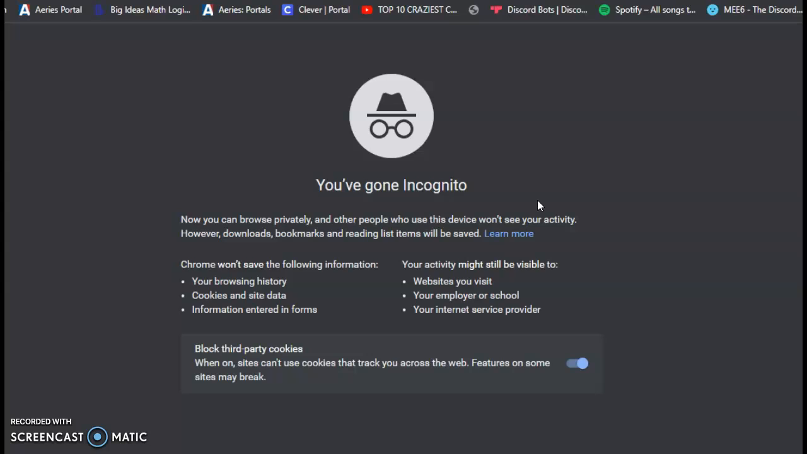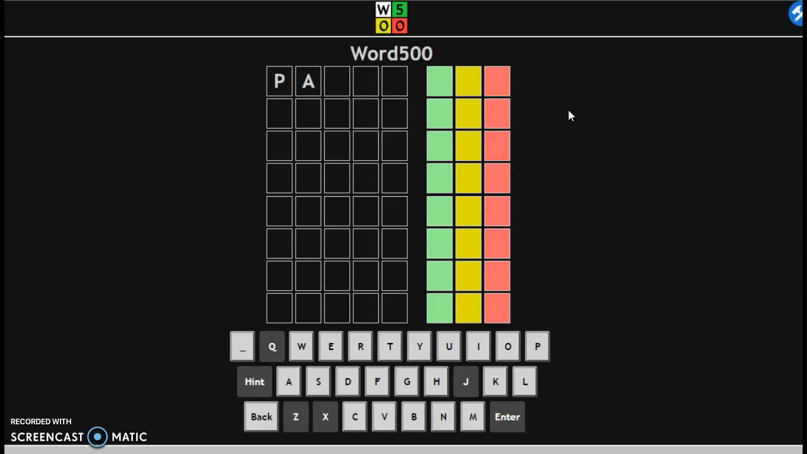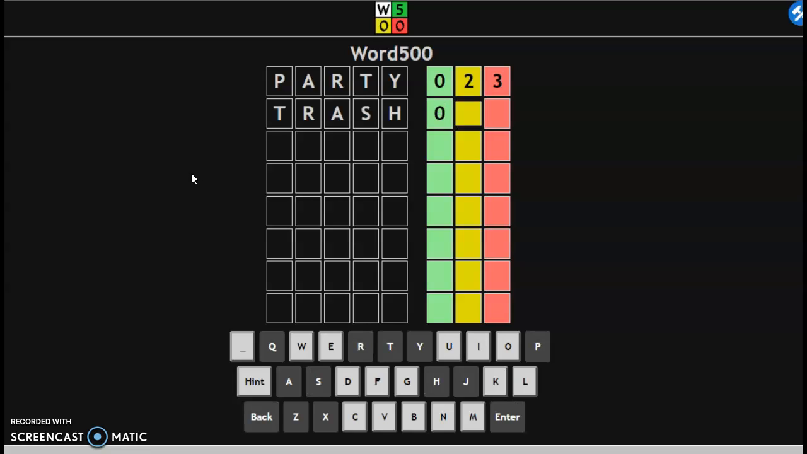So we're going to start off with the word party because of our theme for today. Alright, party. We get two yellows. I like that. Okay. We need to use a couple letters now. Trash. Okay, now we still have two yellows. I'm not trying to get rid of T, H, P, and Y. I should have used only two of the letters. That was dumb of me, I know.